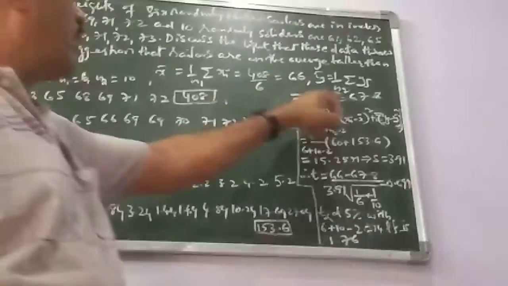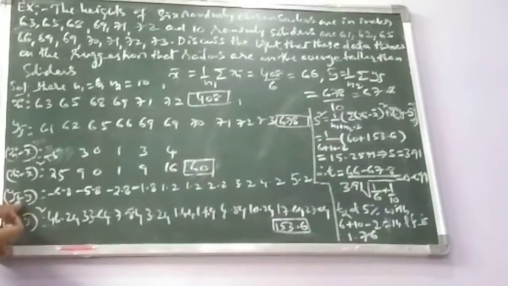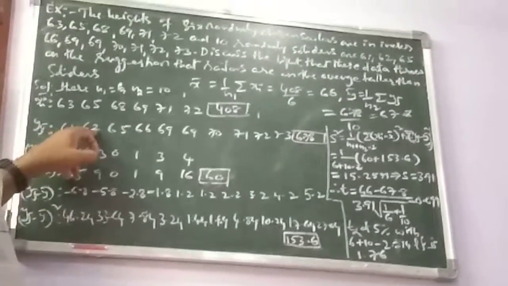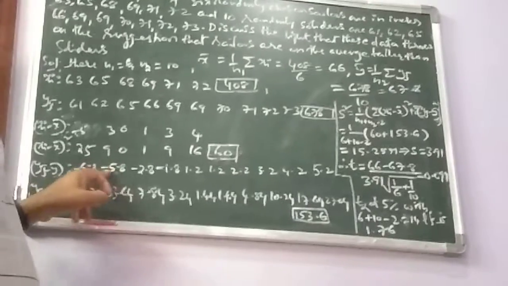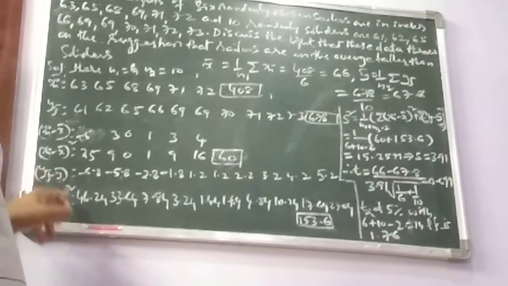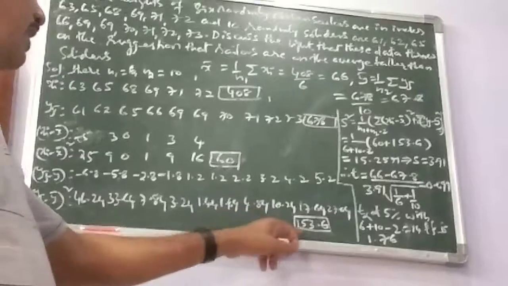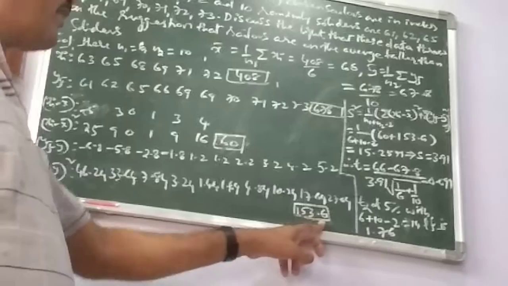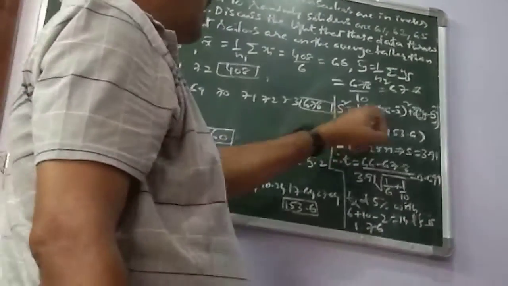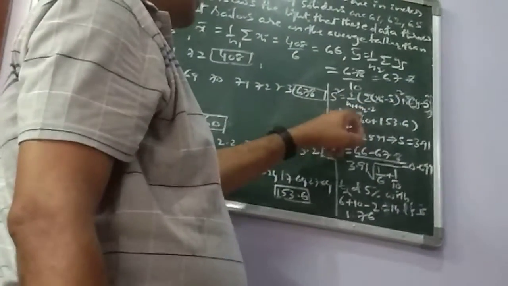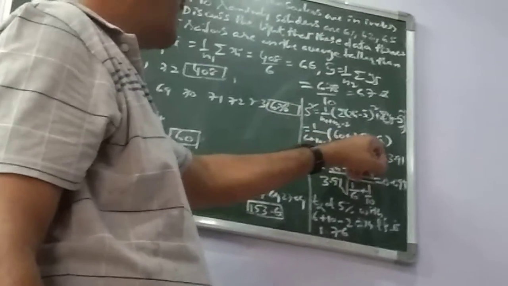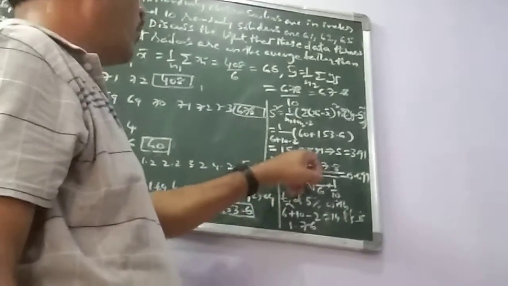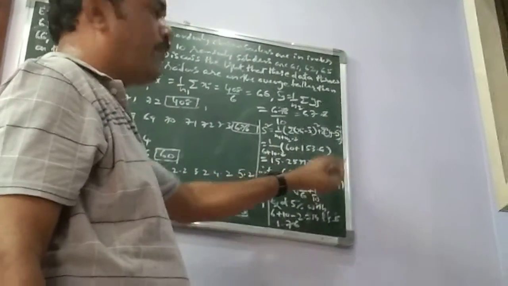For yj minus y bar, we know y bar equal to 67.8. So yj minus y bar: 61 minus 67.8 is minus 6.8, 62 minus 67.8 is minus 5.8, like that. Then calculate yj minus y bar whole square. Finally the total is 153.6. This is the summation of yj minus y bar whole square. Then calculate s square with the formula: 60 plus 153.6 by 6 plus 10 minus 2. Simplification gives 15.2571. Then the S value equals 3.91.